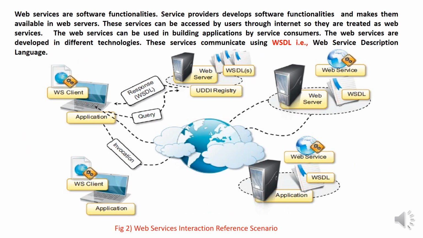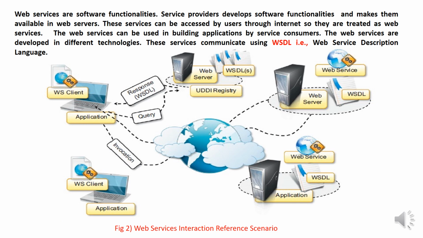Observe the diagram. It contains interconnection of computers using internet. There are many systems. Some systems are treated as service providers. Some systems are service consumers. Web services are software functionalities.